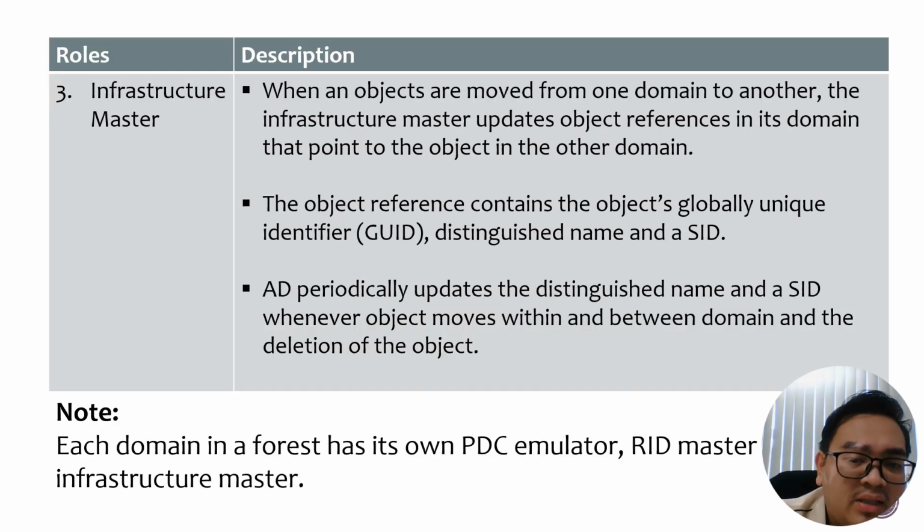And the last one for this chapter is the infrastructure master. The description is that when objects are moved from one domain to another, the infrastructure master updates object references in its domain that point to the object in the other domain. The object reference contains the object's globally unique identifier GUID, distinguished name and SID, and the infrastructure master periodically updates the distinguished name and SID whenever the object moves within the domain or the object is deleted. Note here, each domain in the forest has its own PDC emulator, RID master and infrastructure master.